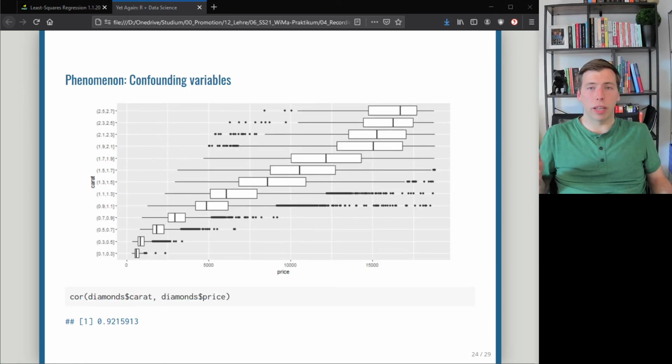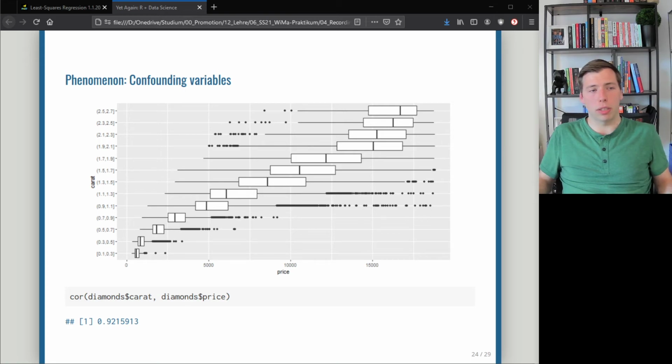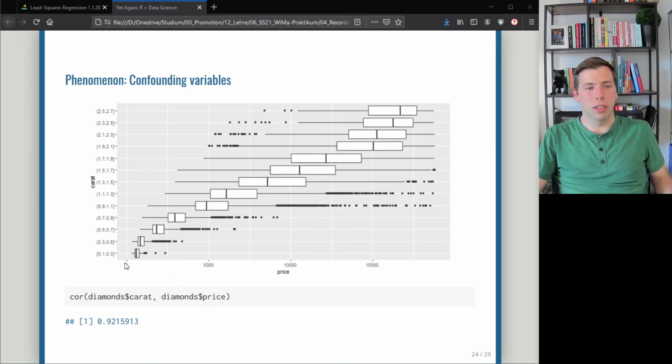Let's look at the weight and the price, the relationship of the price and the weight. As you can see here, on the x-axis we have the price, on the y-axis we have the weight, split into categories and then computed a box plot for each category. You can see that there's a really strong relationship between the weight and the price of a diamond. If we compute the correlation between those two quantities, then we see that the correlation is already really close to 1, which means a really strong correlation. And in itself, this is not a bad thing.